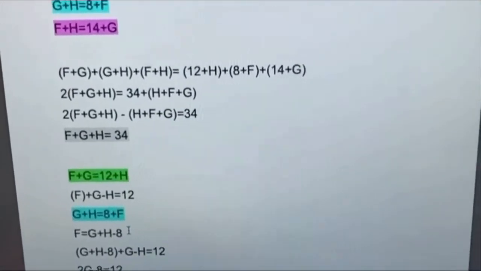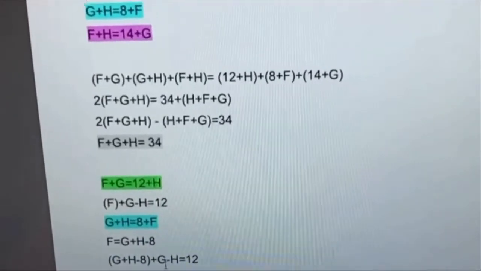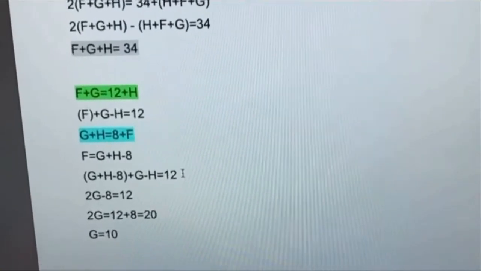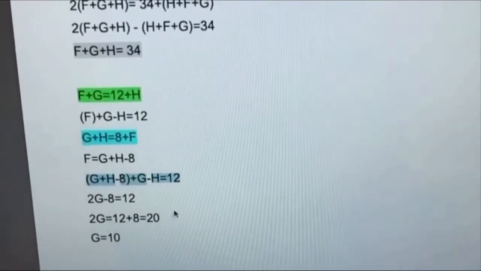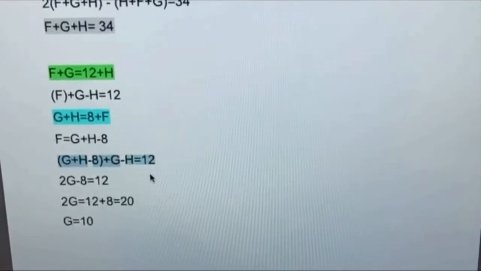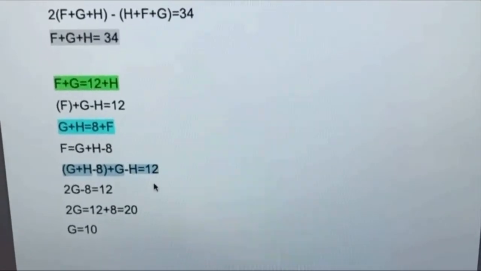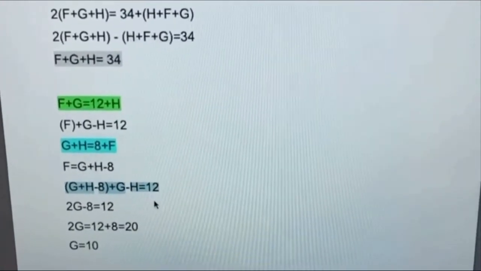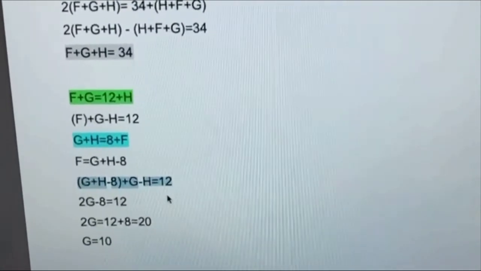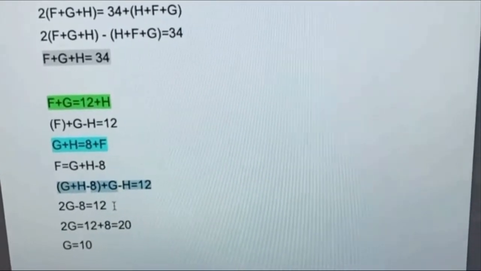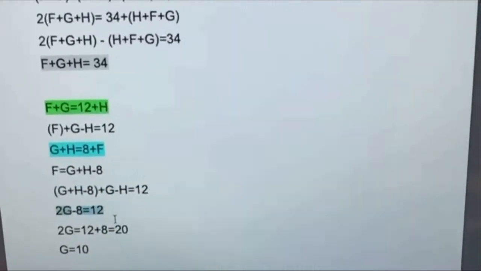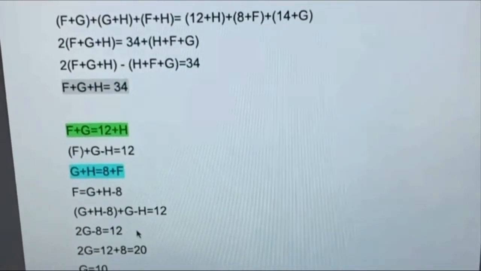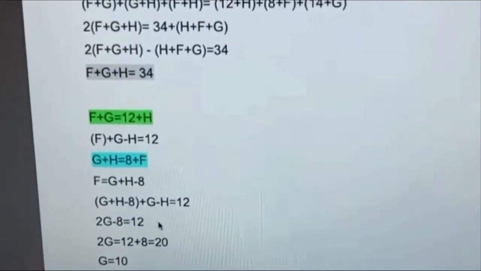Now from here we are going to solve this big equation, simplify this. So we can see that we have 2g's, so 2g minus 8, and luckily the h cancels out because plus h minus h is 0, equals 12. So now we have a much simpler equation, which is just 2g minus 8 equals 12, and there's only one unknown in this equation, so we can simply solve this.